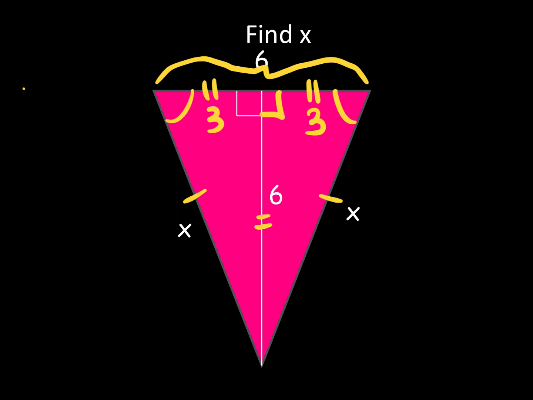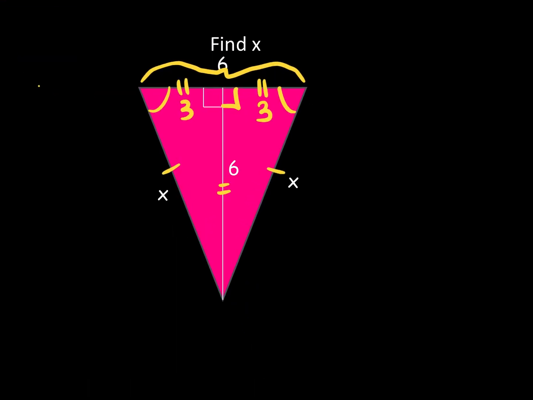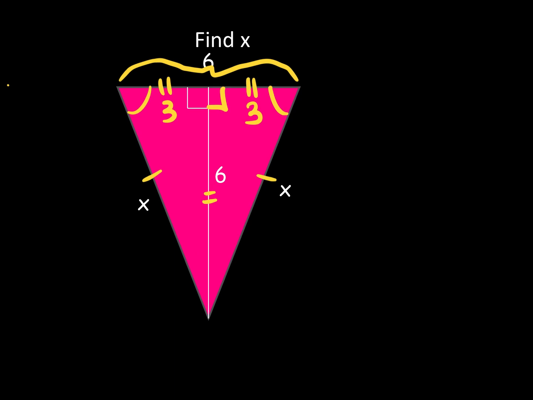So look at one of the right triangles. What can I set up using the Pythagorean theorem? Nick? 3 squared plus 6 squared equals x squared. Very good. We're going to make this my A. This will be my A, this will be my B, and this will be my C. So it'll be 3 squared plus 6 squared equals x squared.